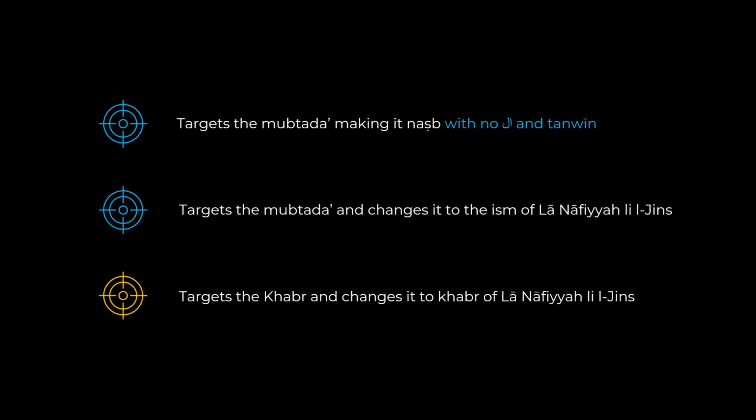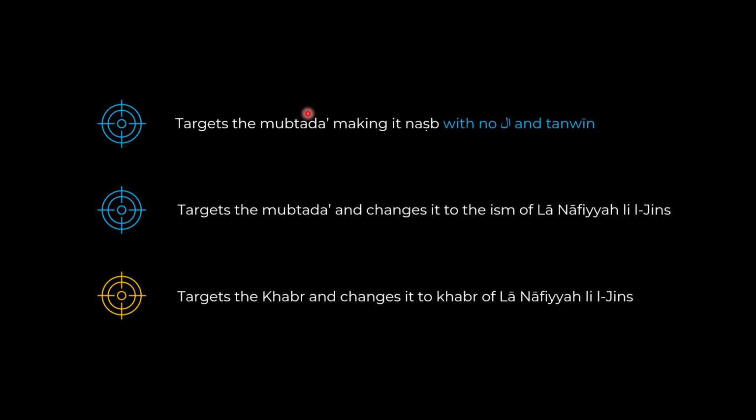Now, another type of la is Lā Nāfiyyah l-Jins, and it is a sentence modifier. So what does Lā Nāfiyyah l-Jins do? First, it's going to target the mubtada and make it nasb, and it will make sure that it has no alif lam nor tanween. So very similar to mudaf. If you say kitabullahi, the kitab there has no al and no tanween. Similarly, Lā Nāfiyyah l-Jins is going to find that mubtada, remove the alif lam and the tanween from it, and put it into a state of nasb.